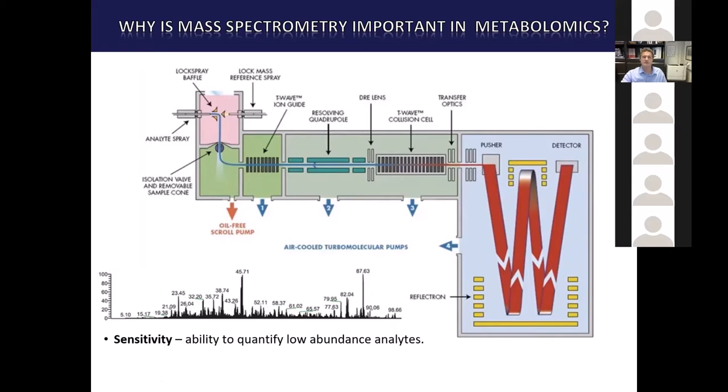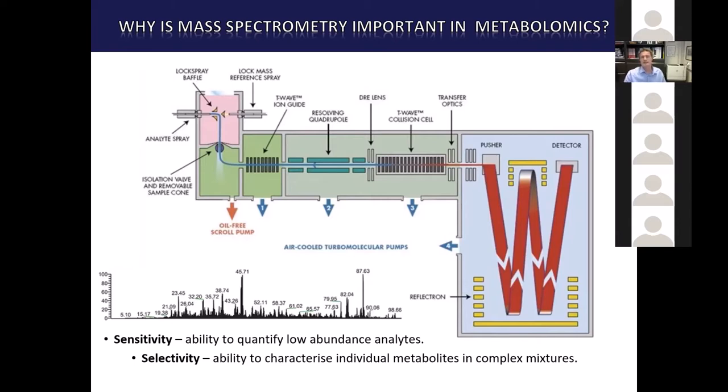So sensitivity is very much determined by, I'm circling here the electrospray, the ionization source. This is really what determines the sensitivity. Mass spectrometry is an extremely sensitive analytical technique, full stop. The second aspect of mass spectrometry is the selectivity that it can provide.